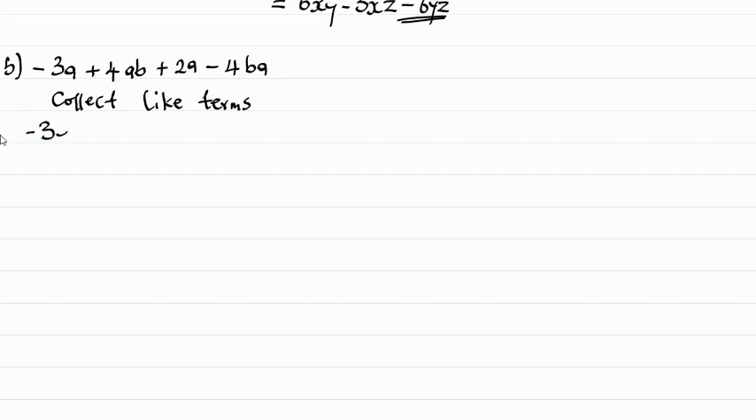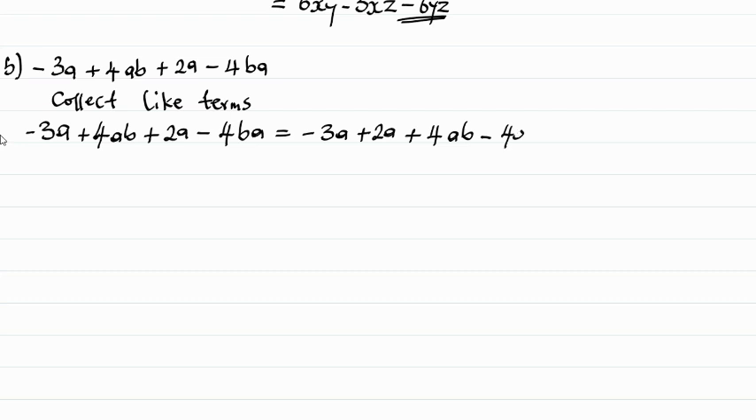We have minus 3a plus 4ab plus 2a minus 4ba equal to minus 3a. We have a like term of plus 2a there. We have plus 2a plus 4ab. Next we have minus 4ba, which is the same thing as minus 4ab minus 4ab.